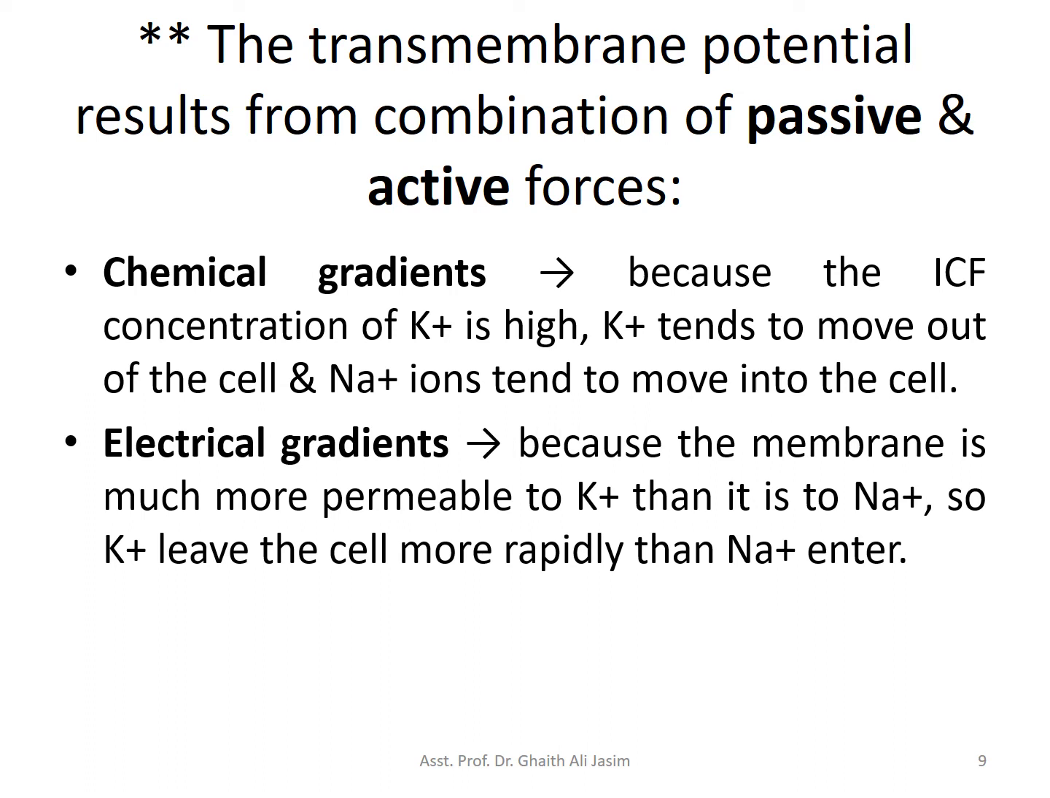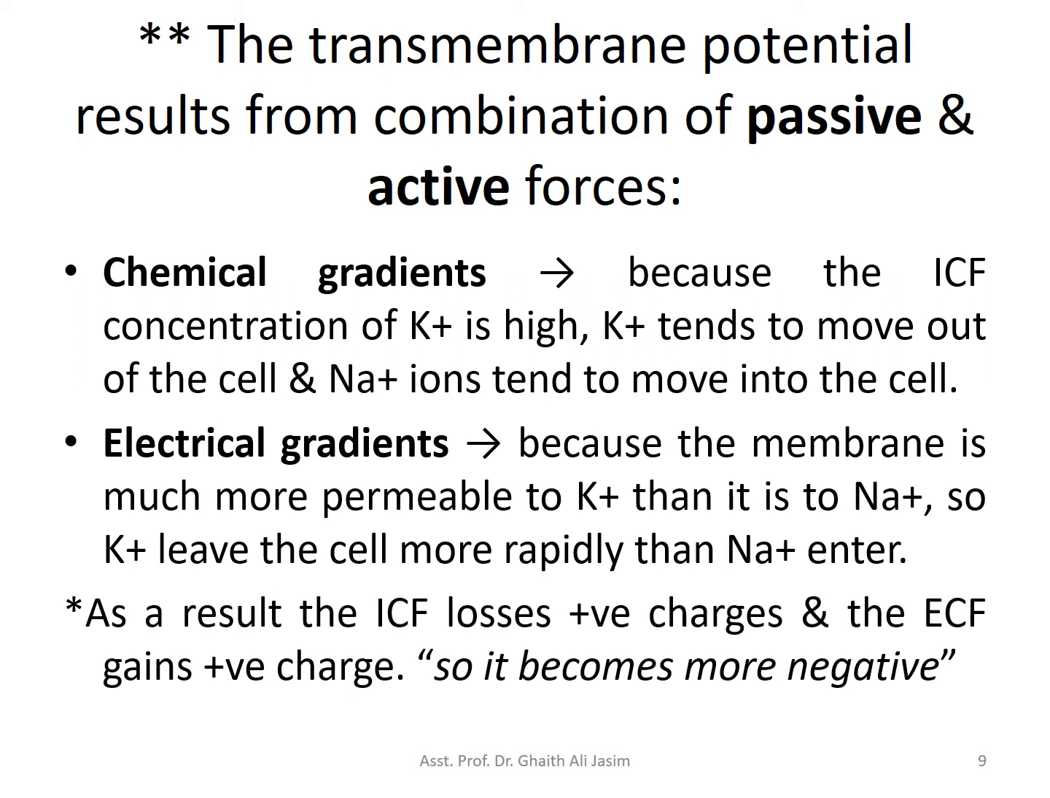According to the electrical gradient, because the membrane is much more permeable to potassium than it is to sodium, potassium leaves the cell more rapidly than sodium enters. Here we are talking about the number of channels. Wherever there is a larger number, for example, of potassium channels, the membrane is more permeable to potassium. As a result, the intracellular fluid loses positive charge and the extracellular fluid gains positive charge, so the inside becomes more negative.